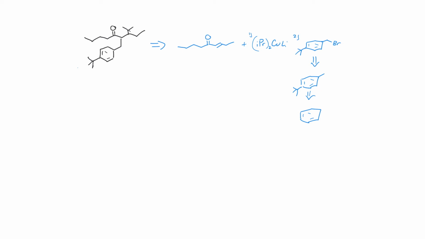Making the cuprate really just requires isopropyl lithium and copper chloride. Isopropyl lithium can come from isopropanol eventually, so that's pretty simple there. So then the question here is, how do I make this unsaturated compound that has, how many carbons do we have? 1, 2, 3, 4, 5. We've got 9 carbons here. So I could start with a 4-carbon piece and a 5-carbon piece if I needed to.